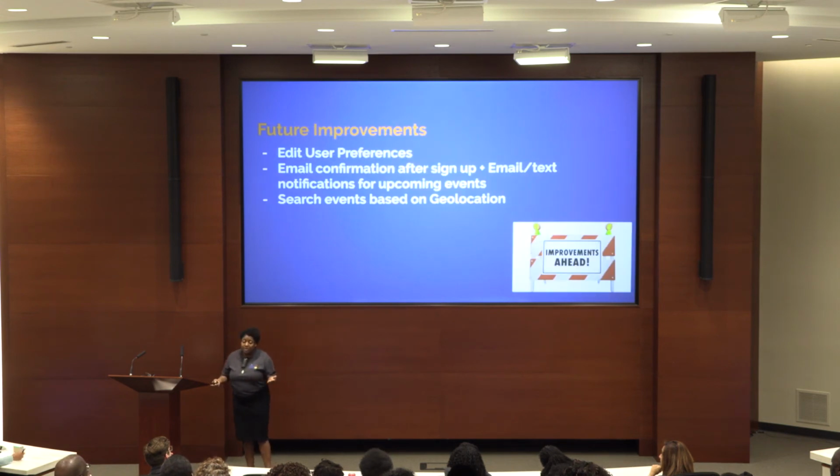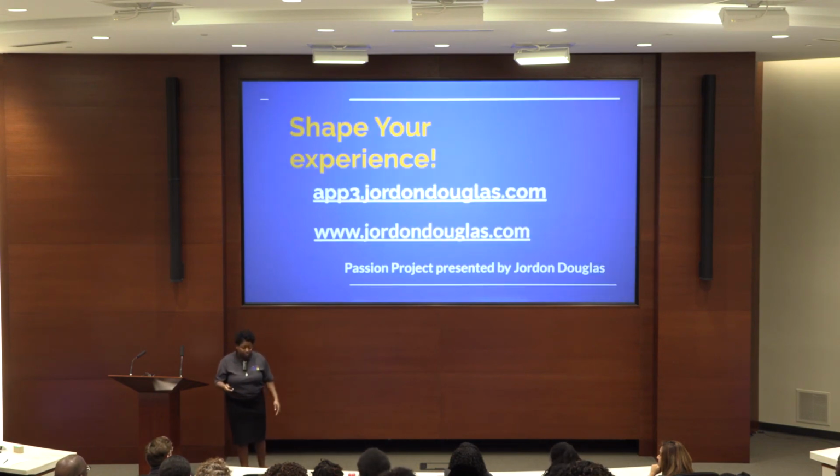Future improvements I would like to make: the first thing would definitely be to edit user preferences. I'd also like to add email confirmation after sign up, plus email and text notifications of upcoming events. And my last thing is to be able to search events based on geolocation. So if you're in Nashville or St. Louis and you want to find some tech events, all you have to do is allow my application to use your location, and those events will pop up for you.